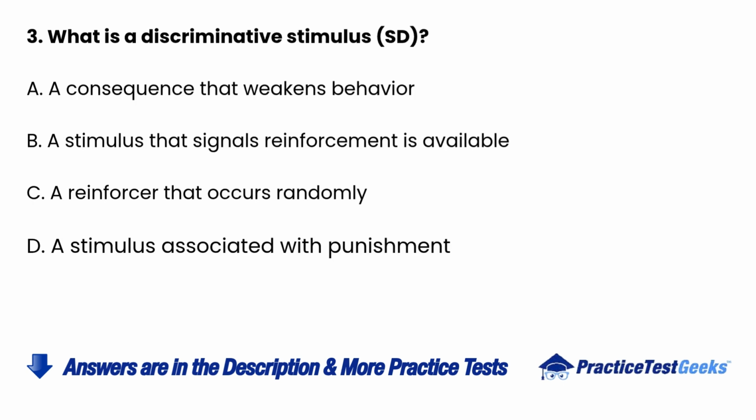3. What is a discriminative stimulus (SD)? A. A consequence that weakens behavior. B. A stimulus that signals reinforcement is available. C. A reinforcer that occurs randomly. D. A stimulus associated with punishment.